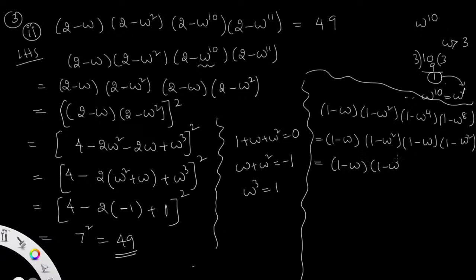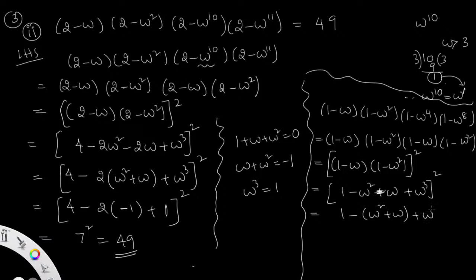Same as the previous problem we have completed, the same pattern, whole square. That is now simplified: 1 minus omega square plus minus omega and plus omega cube, whole square. So that is 1 minus, taking the common, omega square plus omega cube, whole cube. So that is nothing but 1 minus of minus 1, and omega cube is 1. Why? Because this formula, whole square, is nothing but 3 square, which we write as 9.